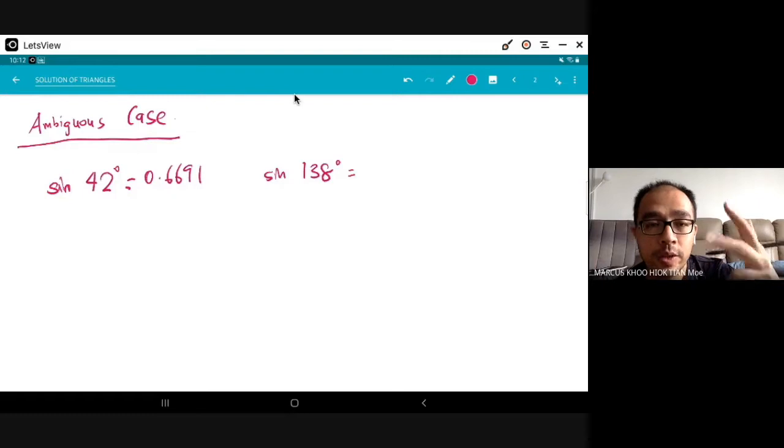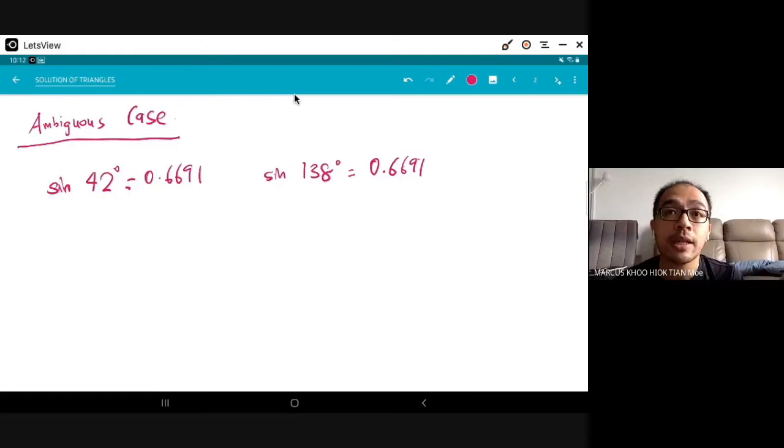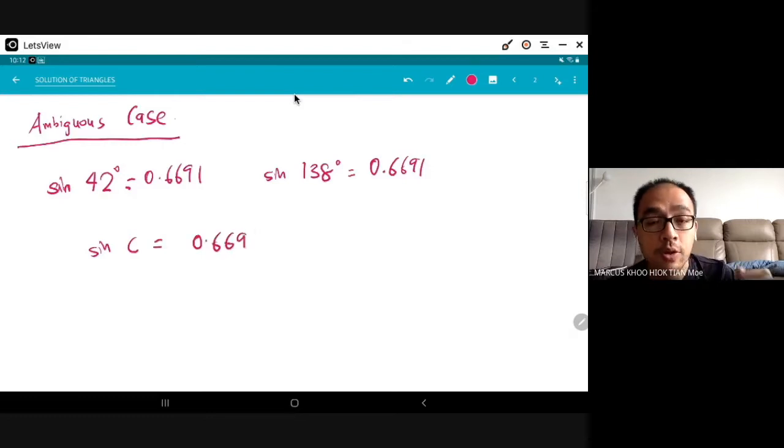So you see, sine 138 is 0.6691. Sine 42 is also 0.6691. Now remember in our previous class, I said that if you want to find the angle, the thing that you need to do is to shift sine. So for example, let's say sine C equals 0.6691. How do I find the angle C? We move the sine across, then we get shift sine 0.6691.